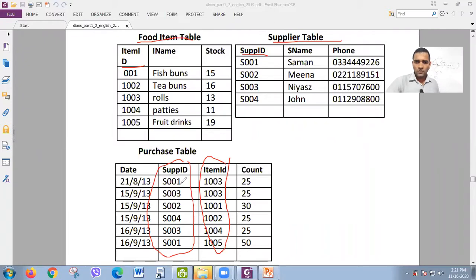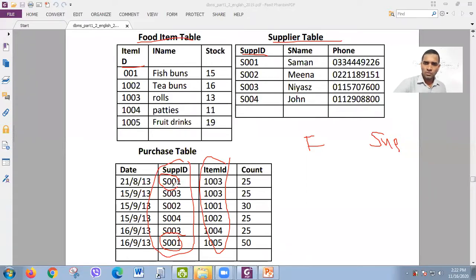Look here. S001 entered twice. What does it mean? S001 means summon. So one supplier, I put the food item on one side, the supplier on another side. Now we are deriving the meaning of this one. Repeating group of S001. S001 means summon. So having S001 twice means one supplier supplies two items.